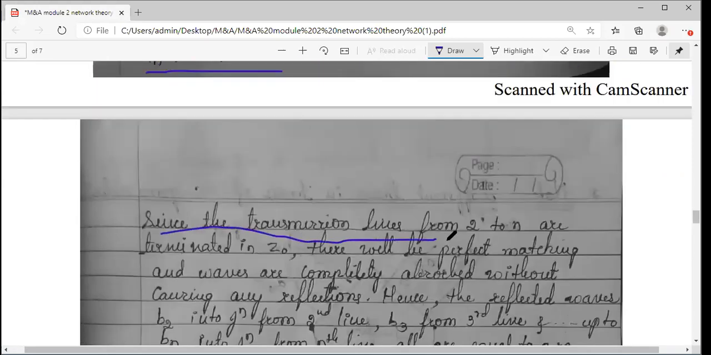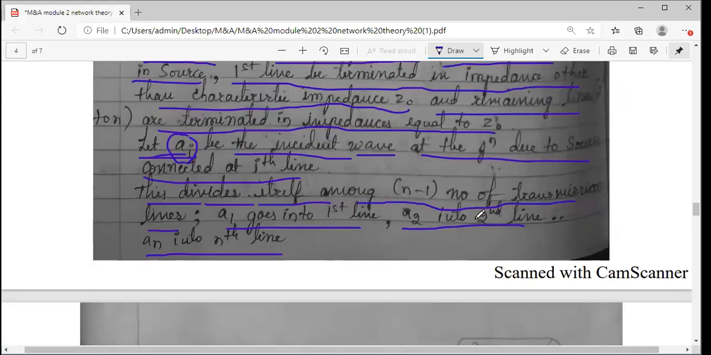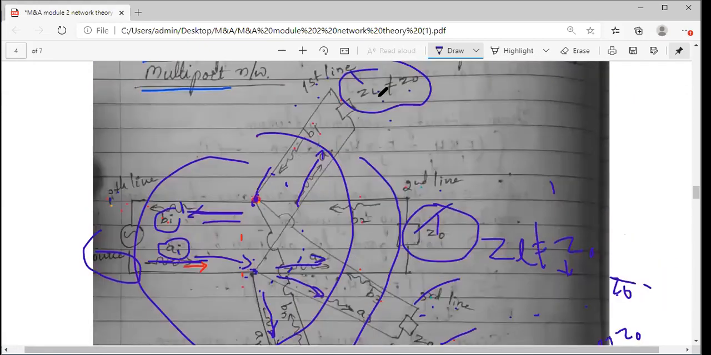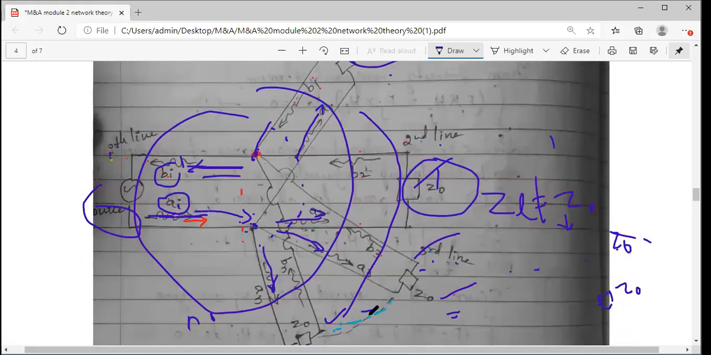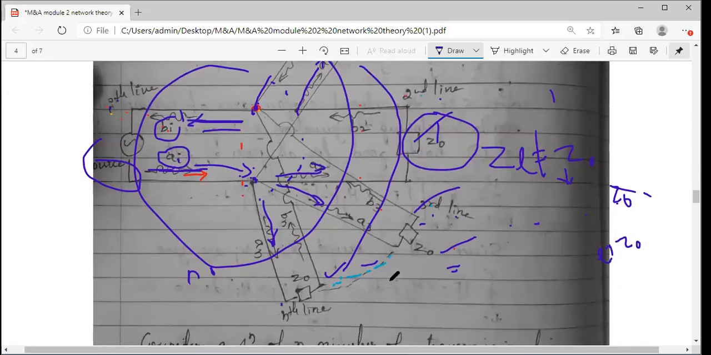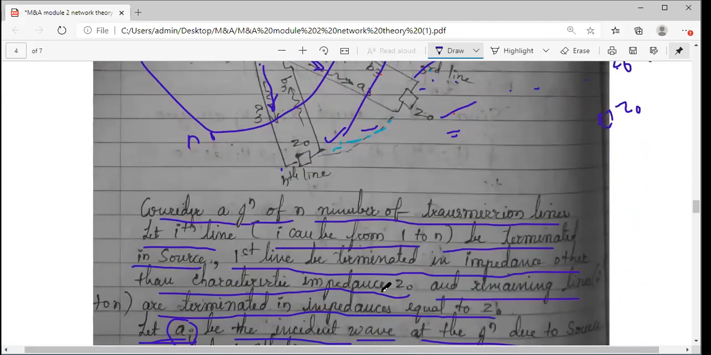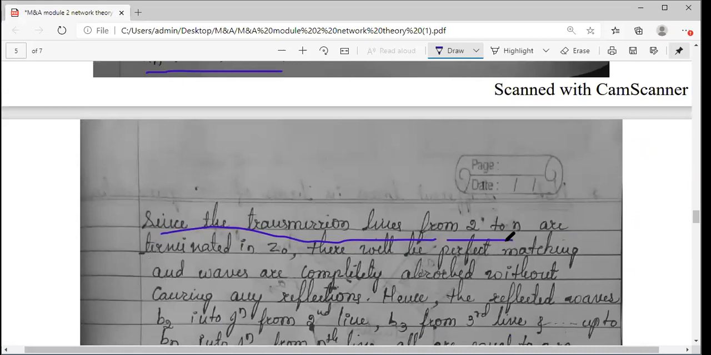Since the transmission lines from 2 to n, observe only the first line's load impedance is not equal to the characteristic impedance, but all the remaining lines 2 to n are terminated in Z0, so no reflections. Since all the transmission lines from 2 to n are terminated in Z0, there will be a perfectly matched condition. ZL is equal to Z0. So waves are completely absorbed without causing any reflections.